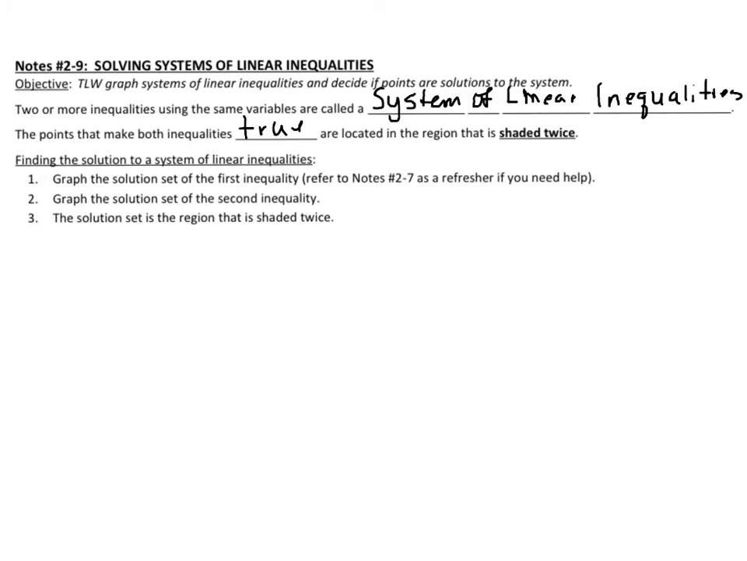To find the solution to a system of linear inequalities, we have three steps. First, we graph the solution set of the first inequality, which you can refer back to notes 2-7 to help you with. Then we graph the solution set of the second inequality on the same graph. Once we have them both graphed, the solution set is the region that is shaded twice.